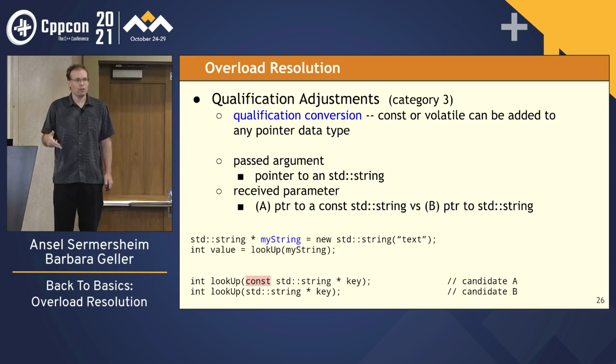Both of these candidates are valid. However, the second one is an exact match. Candidate B is an exact match for the passed parameters. Candidate A is not. So although they're both viable, candidate B will be chosen.